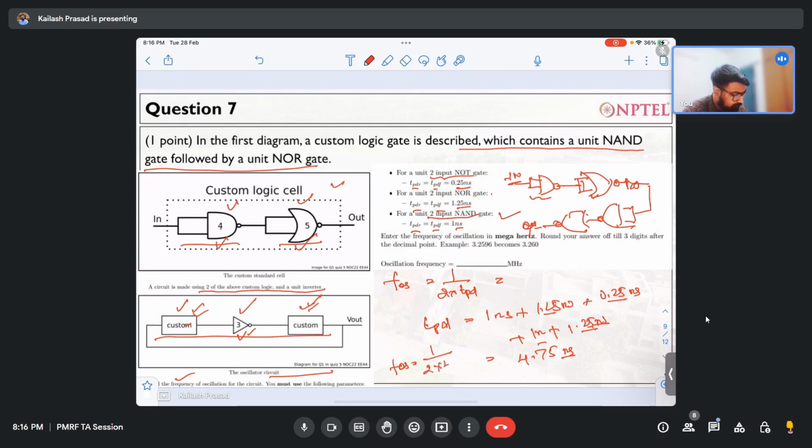So this is 4.75 nanosecond, and if you find out the oscillation frequency, this will be 1 by 2 times 4.75. You will get a frequency of around 105 megahertz. So this is how you calculate the delay of this particular circuit. If you are provided with the delay of all the individual gates, you just add them and find out the frequency using the total path delay. Any question on this?